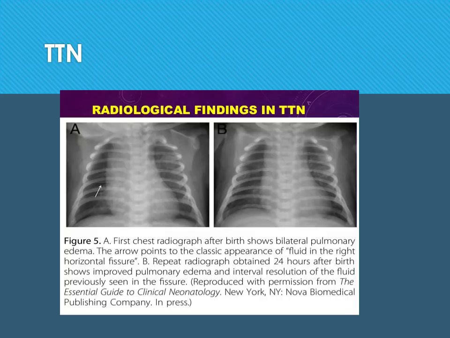Here we can see x-rays of a TTN. So the first one shows bilateral pulmonary edema. So we can see there's a little bit of fluid in that right horizontal fissure, just a tiny little line where that arrow is pointing to. And on the repeat one, 24 hours later, that edema is gone. The lungs look clear. Don't forget about the thymic shadow, right? If you're thinking that that child's heart looks a little abnormal, you're probably seeing some of the thymus.